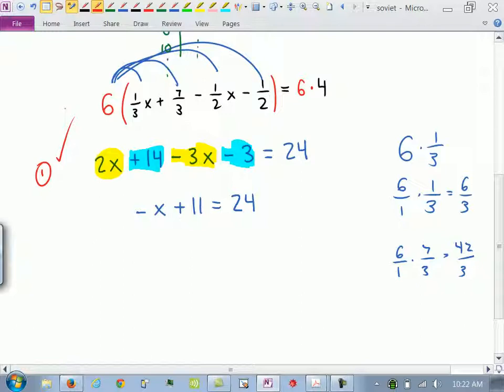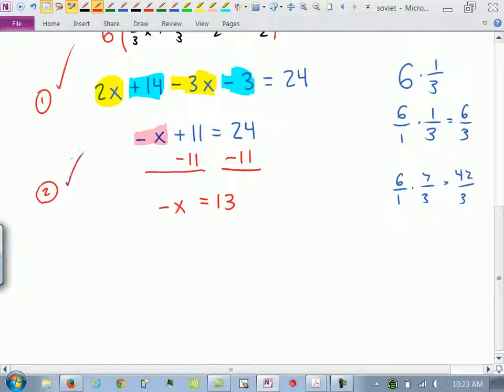Step 2? What's that? Yeah, we're going to have to try and get our variable term by itself on one side. But I only have x's on the left, right? So if I just got rid of that 11 over there, we'd be good. So we're going to subtract 11 on both sides. Does that seem okay to you? What still remains on the left side? Negative x. What remains on the right? 13.